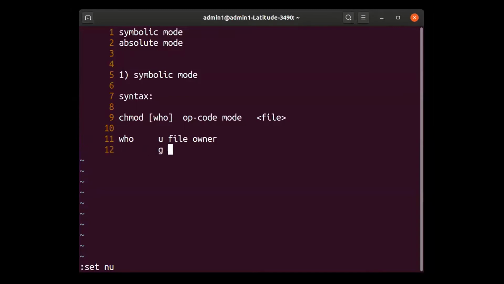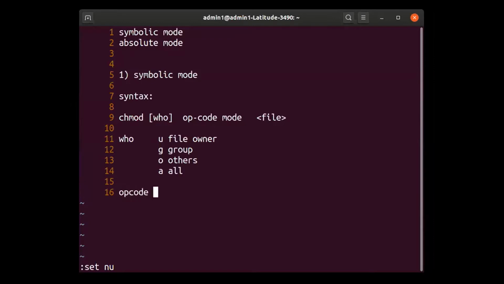Next, G belongs to group. I have O, which belongs to others. I can club everything and call it A, which is called all, right? So who can take any of these four: U, which stands for file owner, G for group, O for others, and A for all.